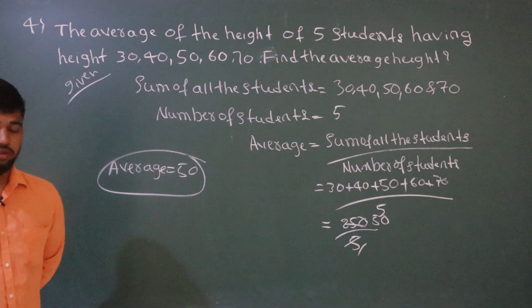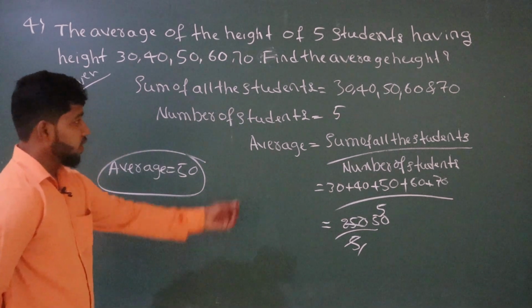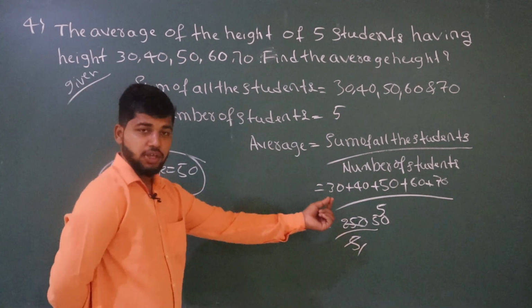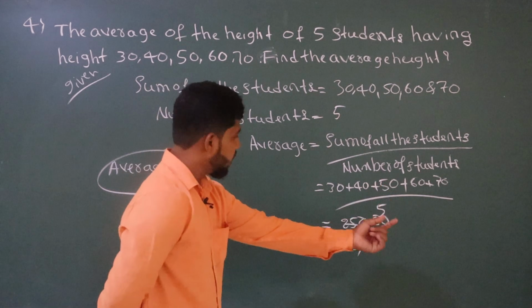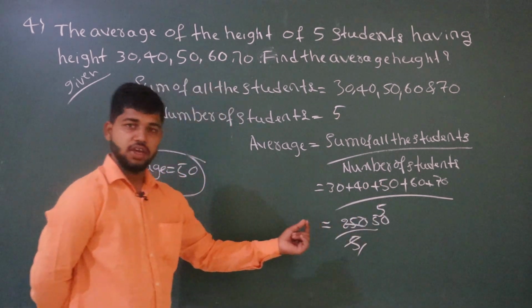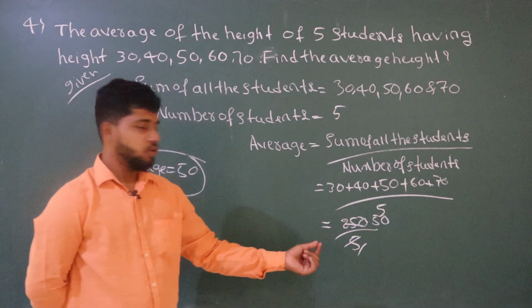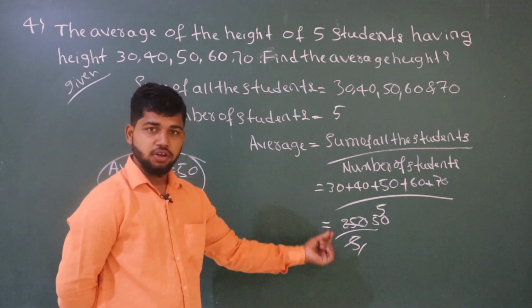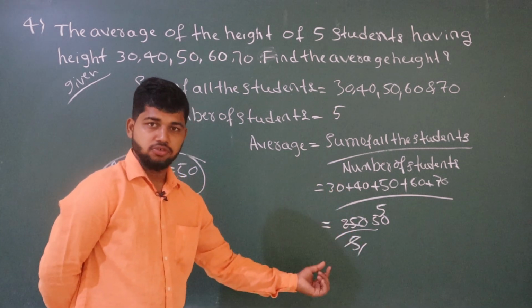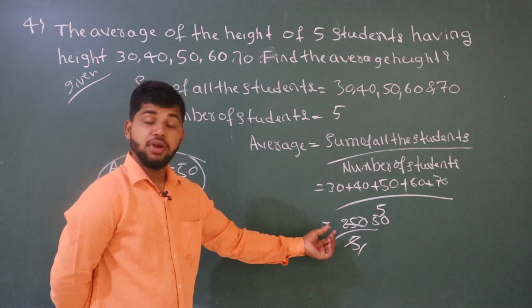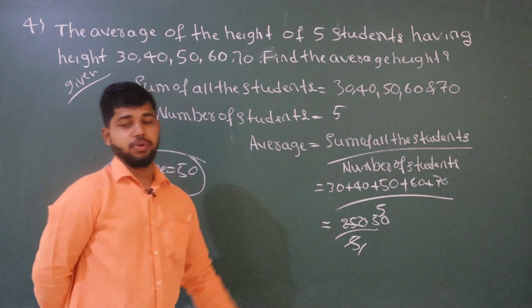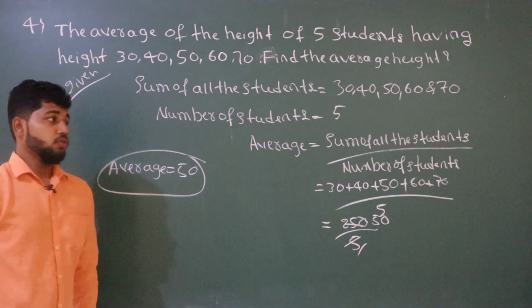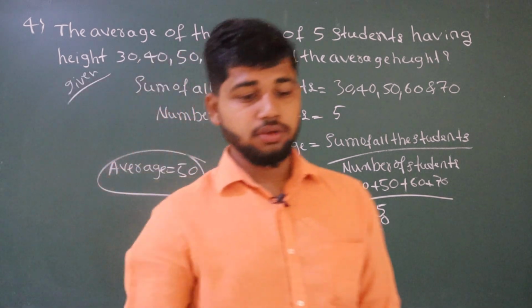What is the sum of all the students? 30 plus 40 plus 50 plus 60 plus 70, divided by the number of students. How many are there? 5 are there. If you add these numbers, you will get 250. 250 divided by 5, you will get the average is equal to 50. Now look at the next one.